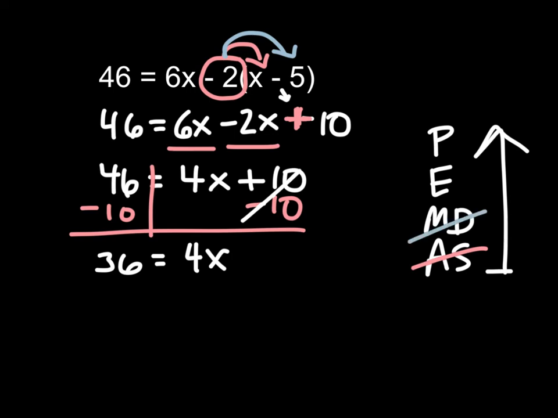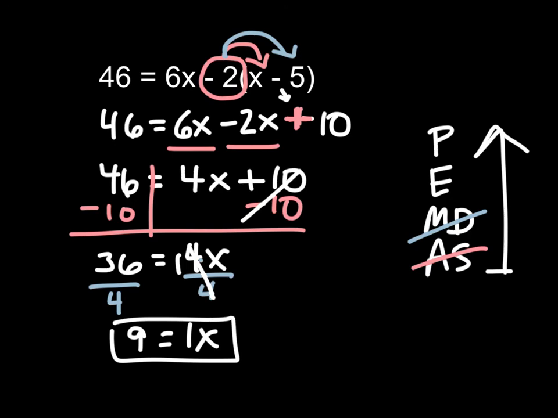Now we need to multiply or divide. Since 4 is being multiplied by x, we're going to divide x by 4. We have to divide both sides. 36 divided by 4 is 9, and 4 over 4 is 1, so we have 1x. Again, you can leave the 1 out in front, or you don't need to put it there. So x is 9. How'd you do?